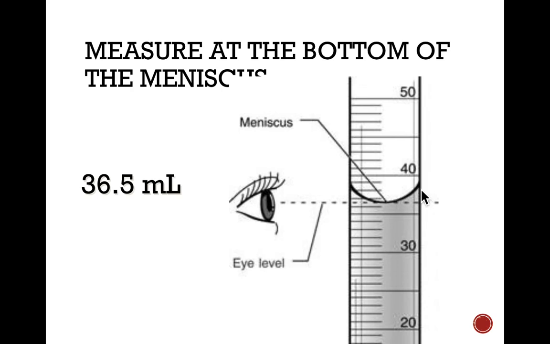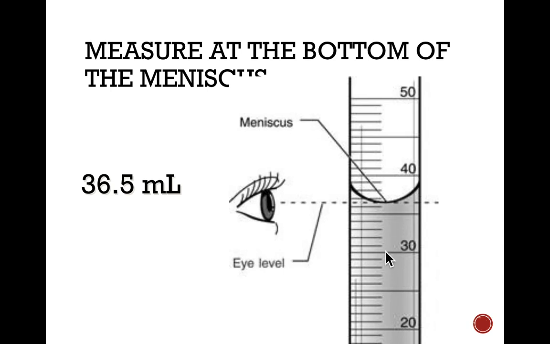Because the fluids are often attracted to the glass or the plastic on the side of the graduated cylinders, they don't go into the graduated cylinder evenly. They tend to be a little bit attracted to it, and so you get this kind of bow shape. And the agreed upon standard is that you measure at the bottom of the meniscus.